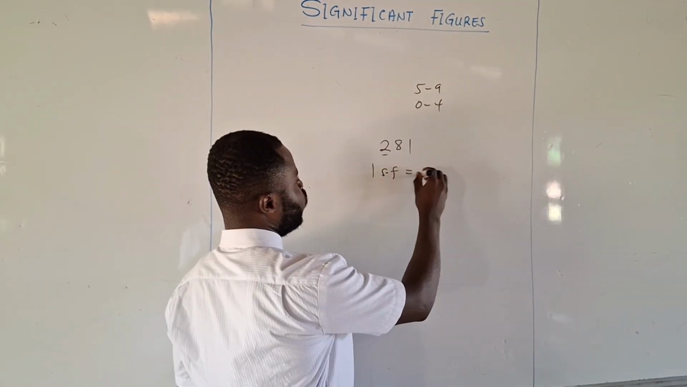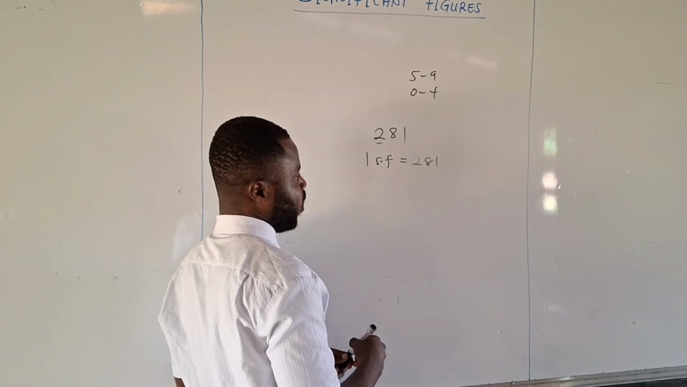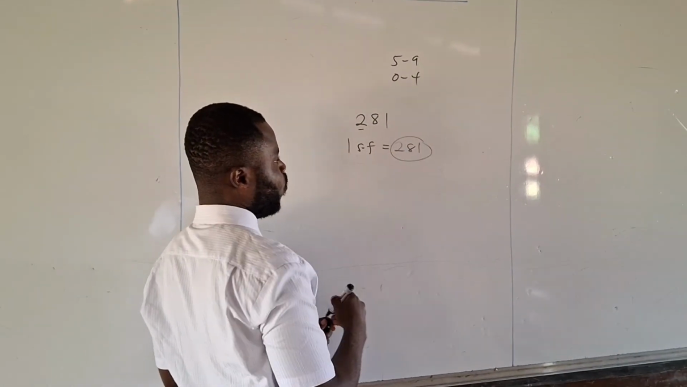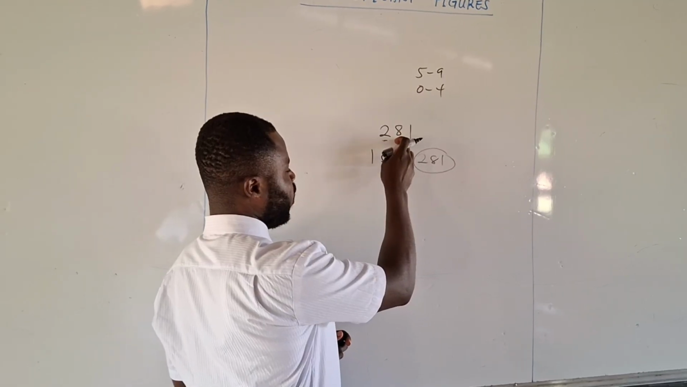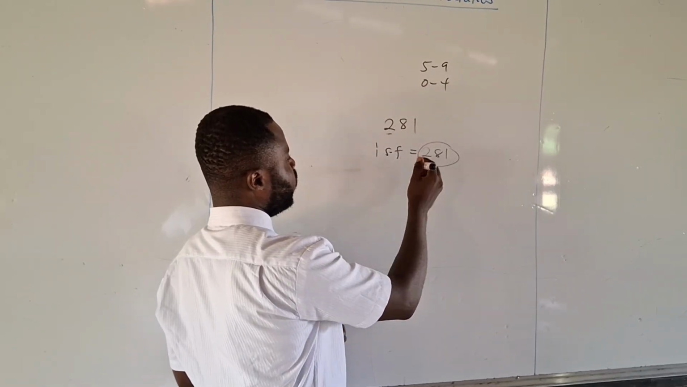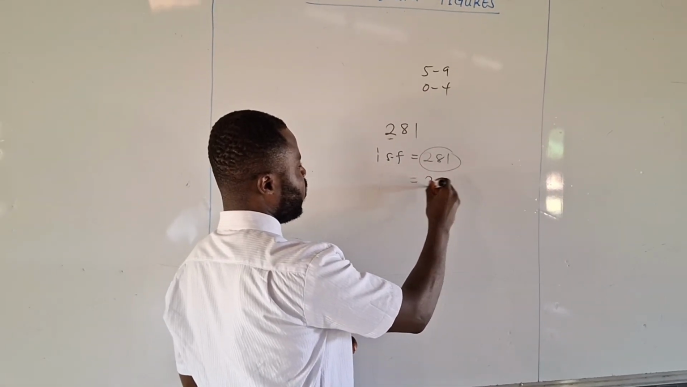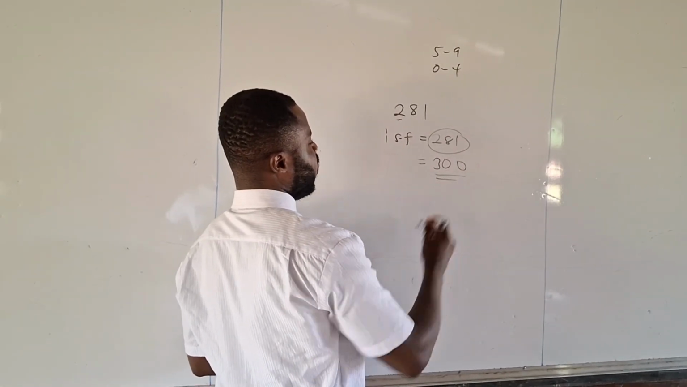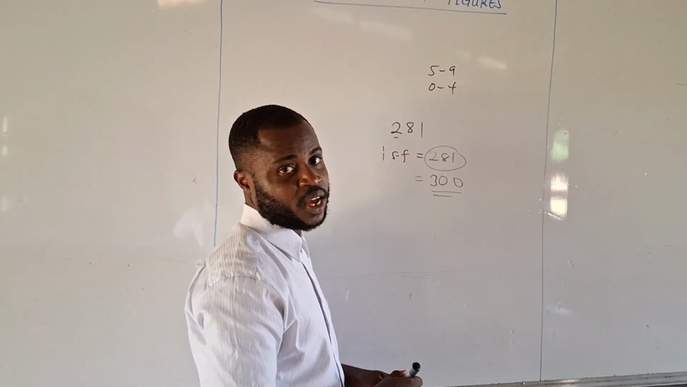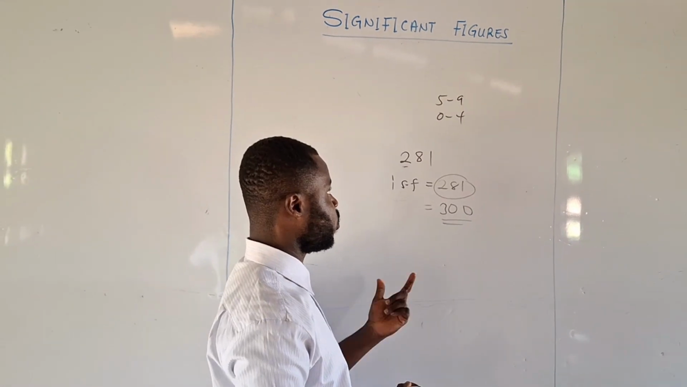You are supposed to write 2, 8, 1. But this is wrong. Why is it wrong? The roundable number principle applies here. If you write this 2, 8 is a roundable number. So you add 1 to the 2, making it 3, then change the rest to zeros. So expressing this in one significant figure, this is what you get as the answer. So now we are going to start with whole numbers.